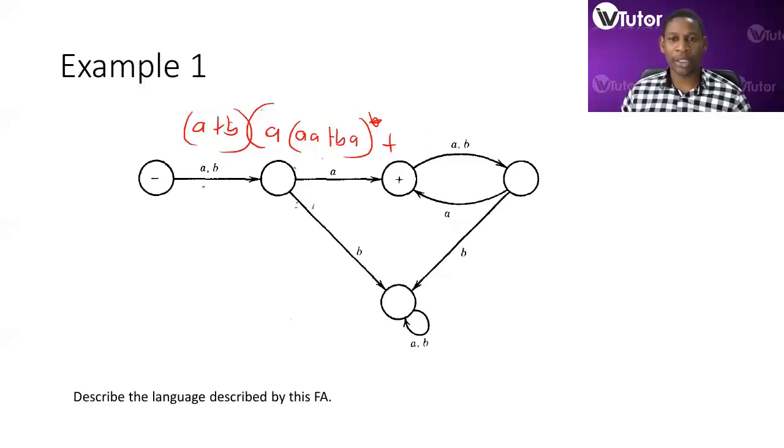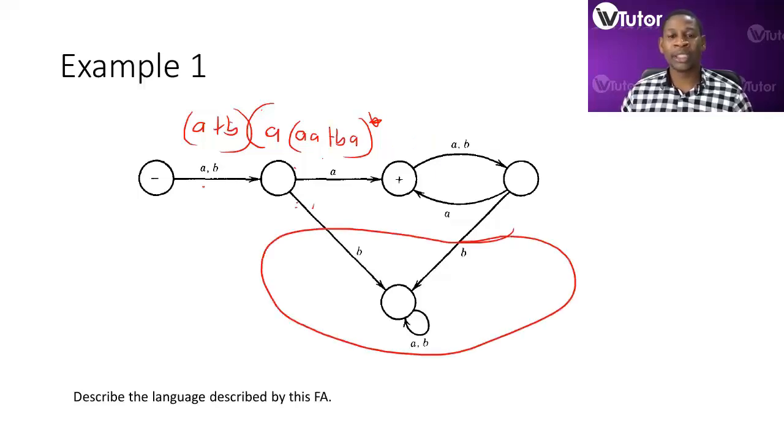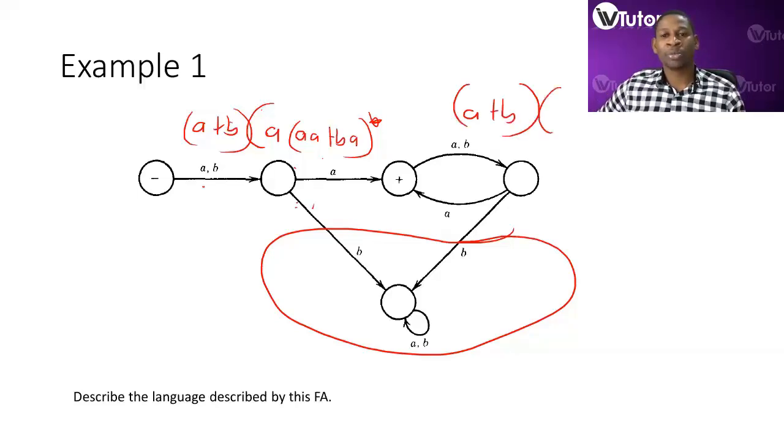So that's it. Hold on, because this part goes to a looping state. Anything that goes here is not part of the language. So we see that this only is the way it's accepted. So A or B, A, then we've got AA, BA, clean closure.